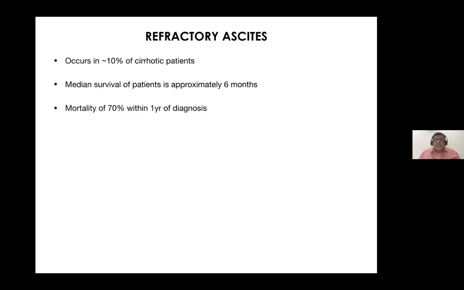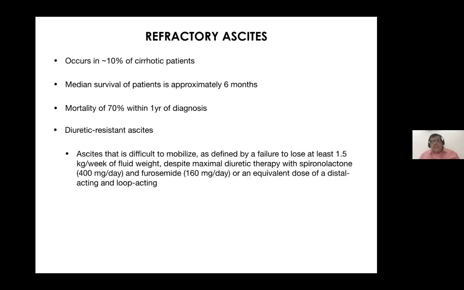Refractory ascites occurs in around 10% of cirrhotic patients. Once refractory ascites develops, the survival is around 6 months, and within 1 year, the mortality is almost 70%. Now, refractory ascites is further subdivided into 2 types. The diuretic resistant ascites, which is ascites difficult to mobilize as defined by a failure to lose at least 1.5 kg per week of fluid weight, despite maximal diuretic therapy with spironolactone and furosemide, or an equivalent dose of distal acting and loop acting diuretics.